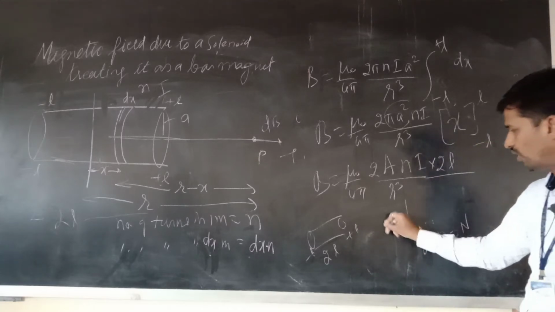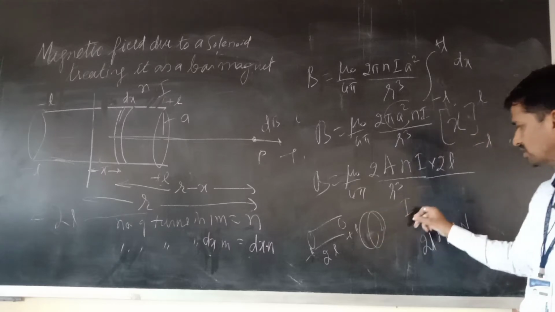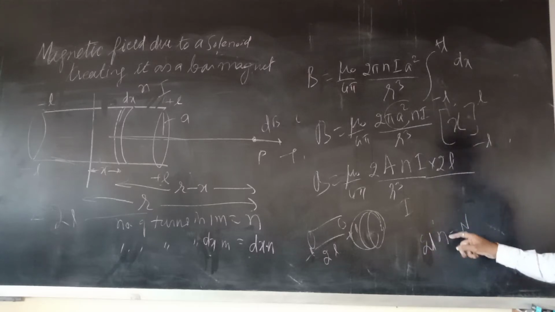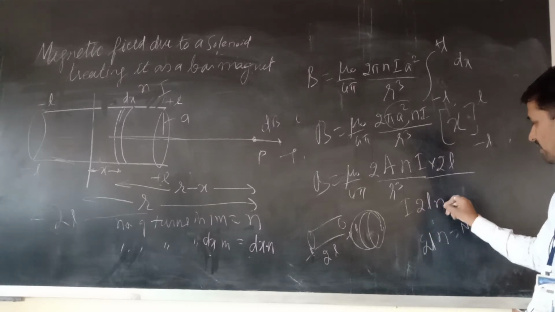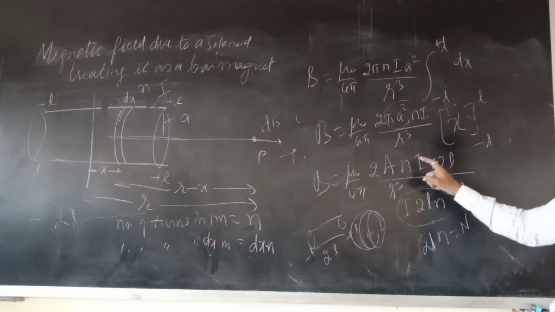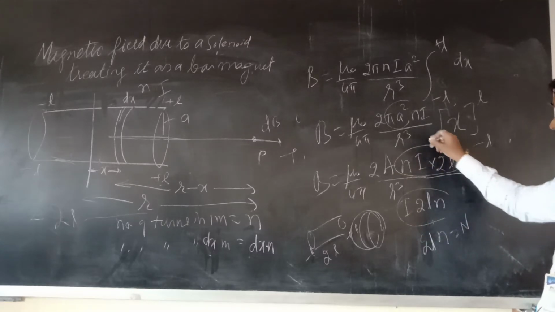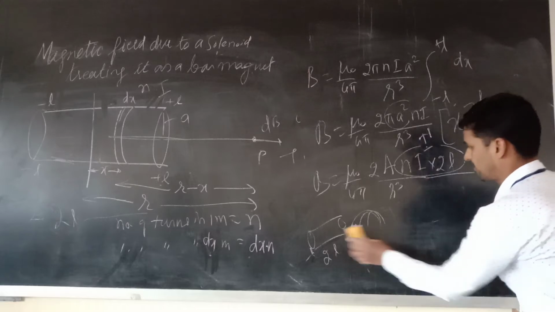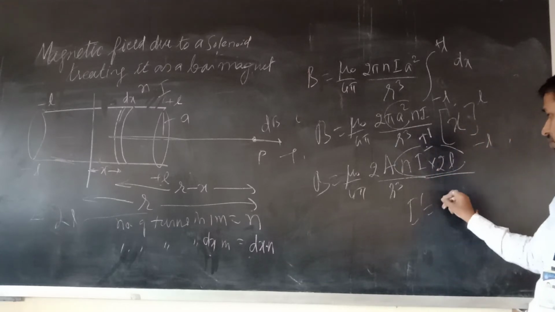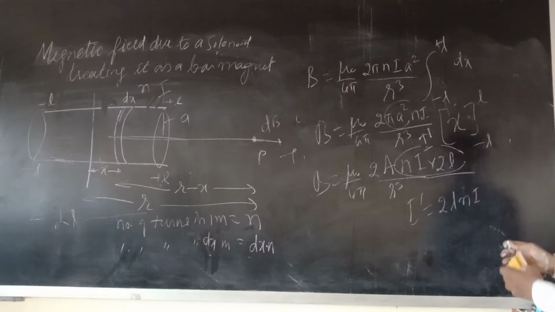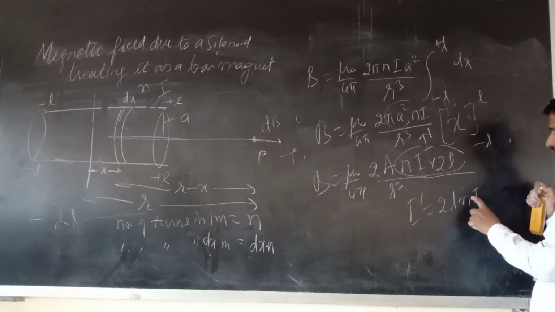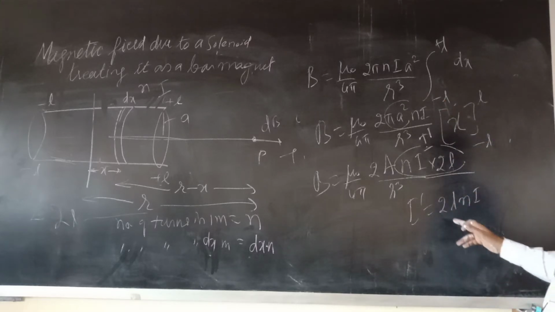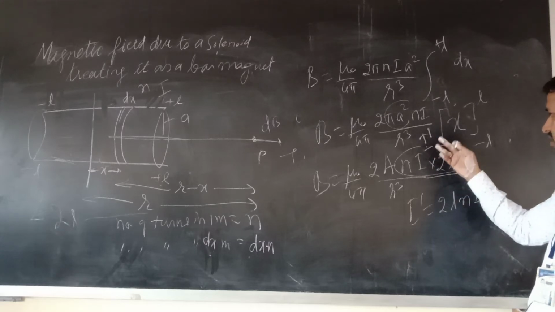In one turn, current is I. In 2 turns, current is 2I. In 3 turns, current is 3I. In 2Ln turns, how much is the current? 2Lni. This 2Lni is called, children, I dash. I dash is the total current. Let us see. I dash is equal to 2Lni. This is the current in one wire. 2Lni is the total current in the given solenoid. So, instead of 2Lni, we simply write it as I dash.